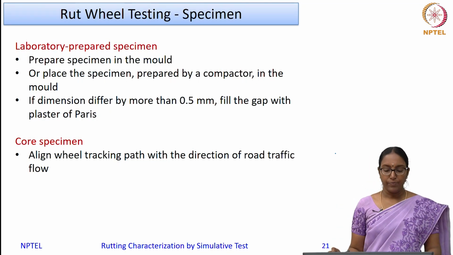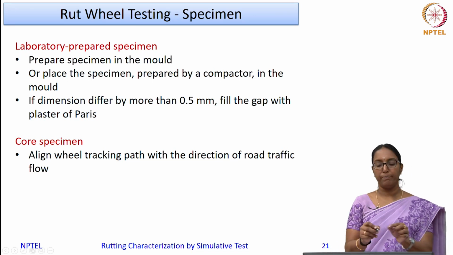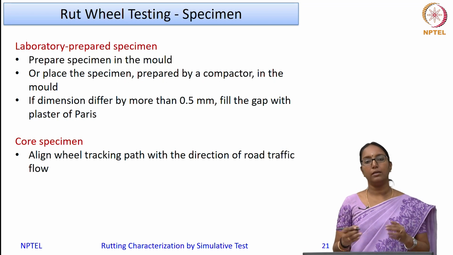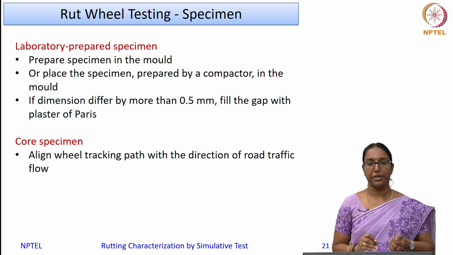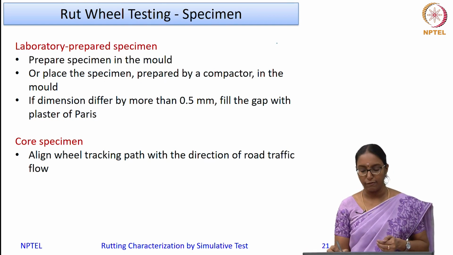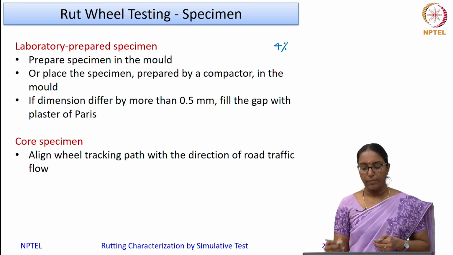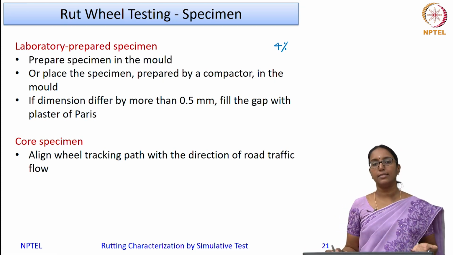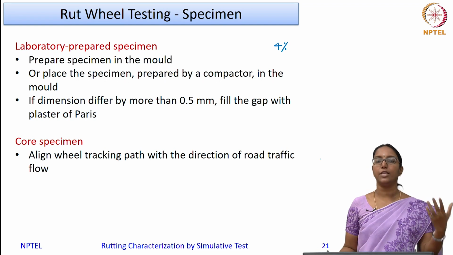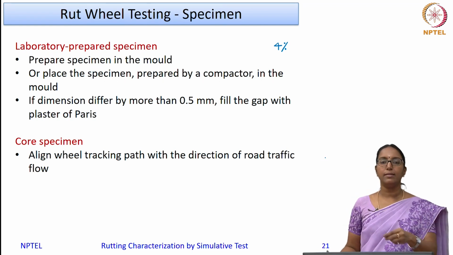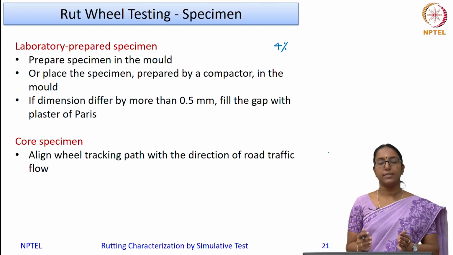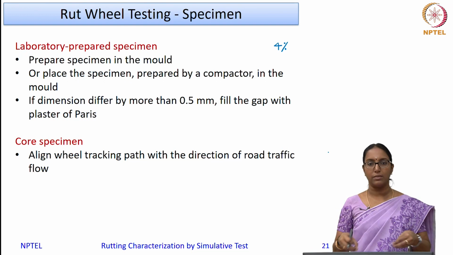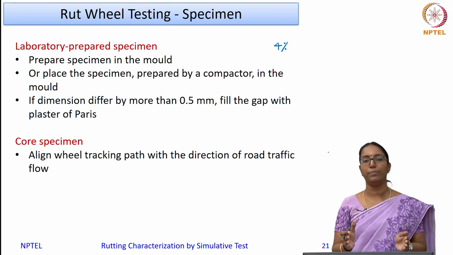Now, the specimen, you can have the specimen prepared in the specified mold for the testing. You can use any compactor to compact the specimen to the required air void content. We normally do the testing at a 4% air void. At this air void, you can cast the specimen in the mold itself, or you can cast the specimen using any other compactor. You can use a shear compactor to prepare the slab specimens, and if the size of the sample is less than the mold, you have to fill in the extra spaces using plaster of Paris so that it fits properly inside the mold.